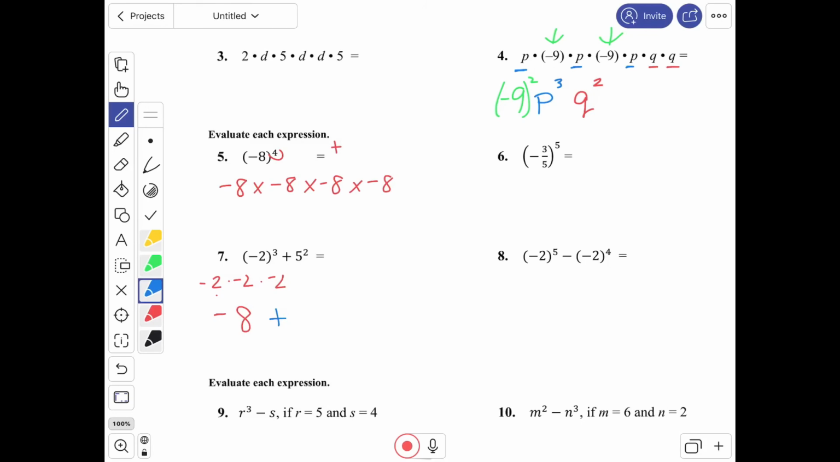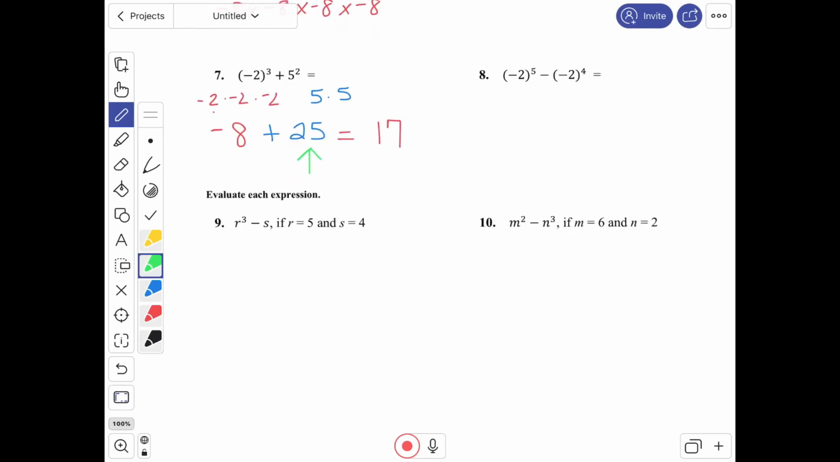Then we have to do the 5. So 5 times 5, which is 25. Then we have to remember those integer rules. Same signs, add and keep. Different signs, we'd have to subtract. So 25 minus 8 would be 17. And then we take the sign of the one that's greater. And number 8 would be the same way, but that's subtraction.